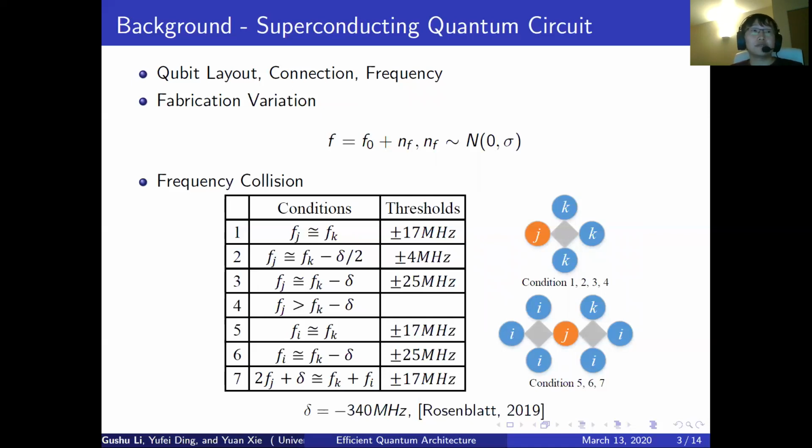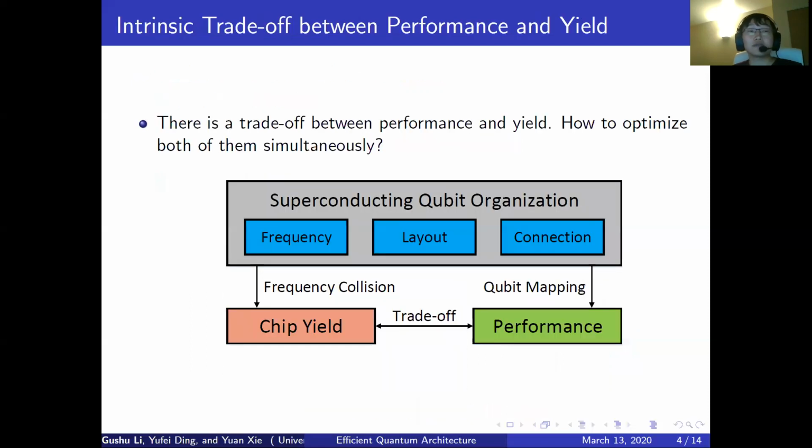Due to such inherent randomness in the fabrication process, we cannot fully mitigate the frequency collision problem, even if we can carefully select the pre-fabrication qubit frequencies. And naturally, if we have more qubits and more qubit connections on a superconducting quantum processor, the probability that we encounter frequency collision after fabrication will increase, and the yield will be low.